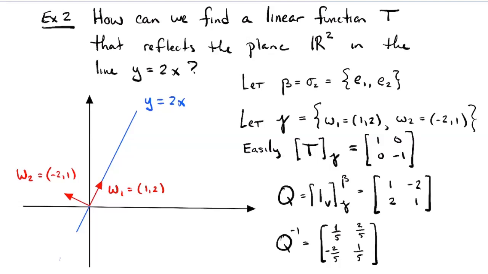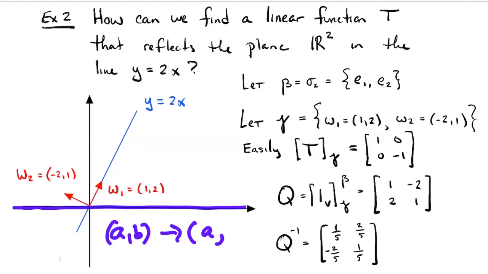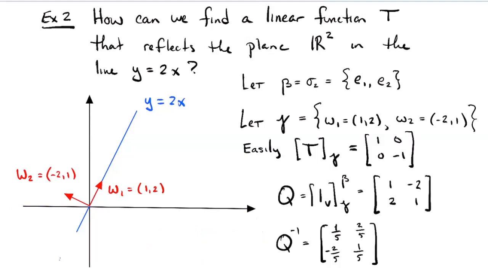I haven't emphasized this, but reflections through lines are linear transformations. And in the standard basis, it's actually pretty easy to write down the function that would reflect in the x-axis. If you wanted to reflect in the x-axis, you would just leave the x-coordinate alone and negate the y-coordinate, yeah? That would take a point like a comma b and send it to a comma minus b. That's a reflection in the x-axis. So why is that so easy to write down?